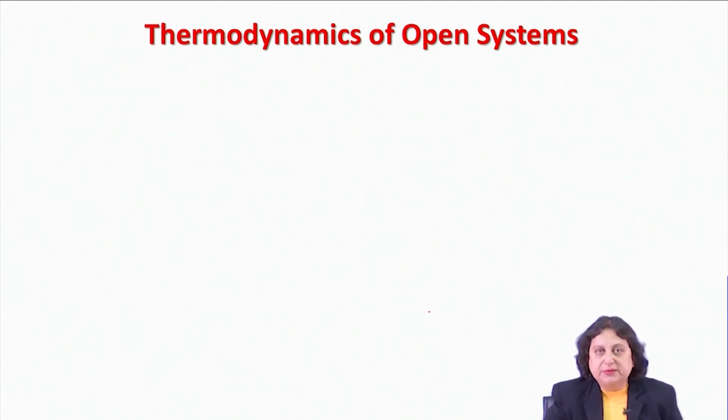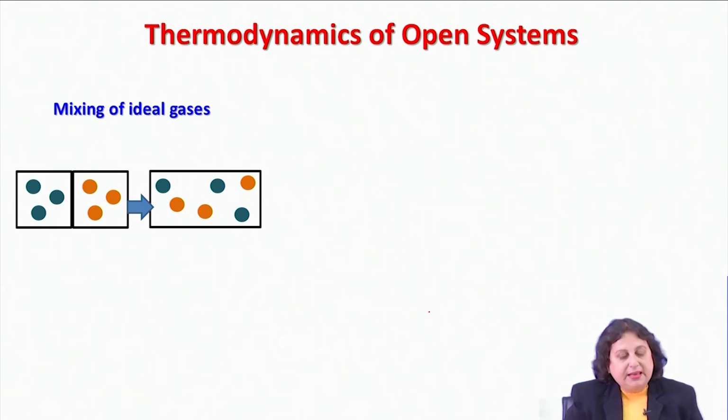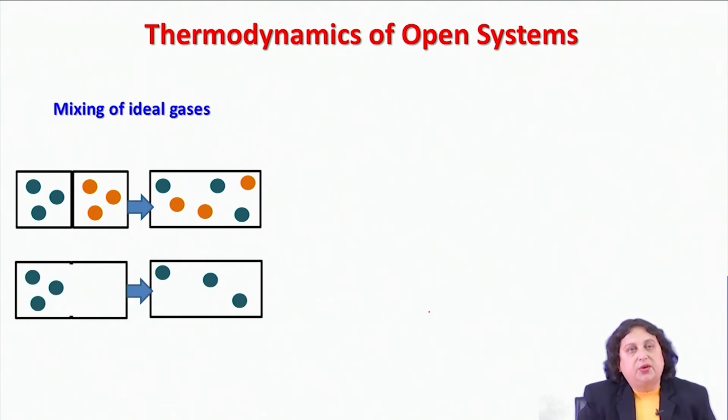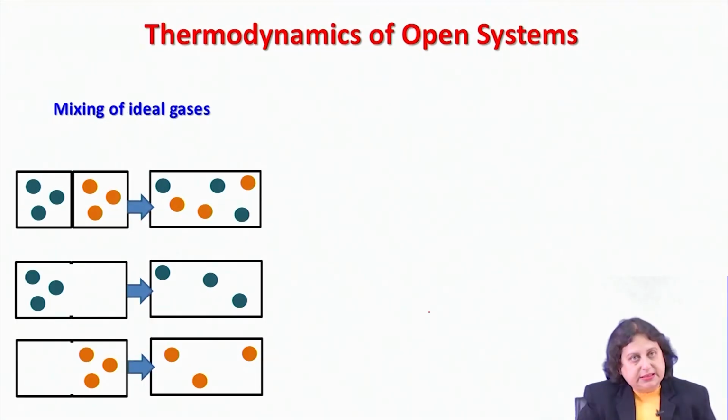thermodynamics of open systems, the first example that we have seen already is the mixing of ideal gases. Now, using this example, I showed you how a binary mixture of two ideal gases, shown here in terms of the blue balls and the orange balls, I can have them being transferred from one region of the box to the entire box made available to them during the mixing process.